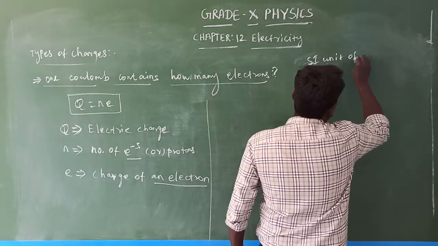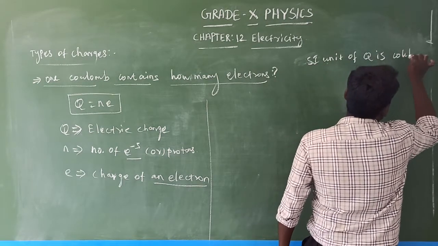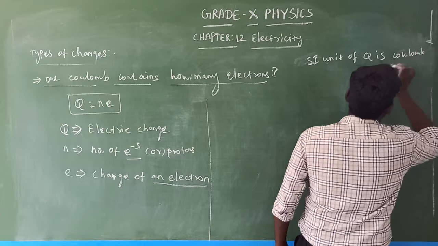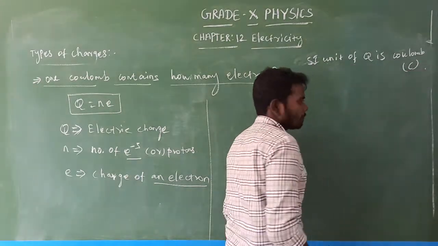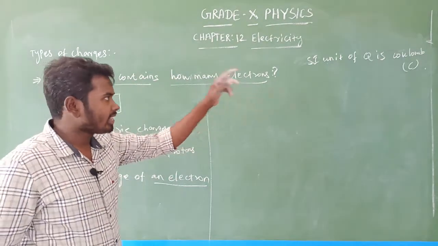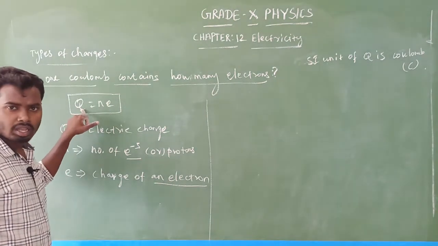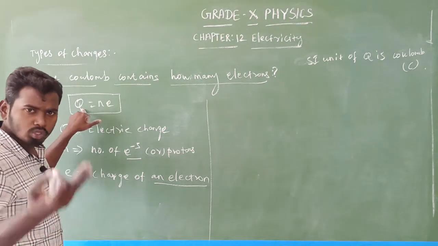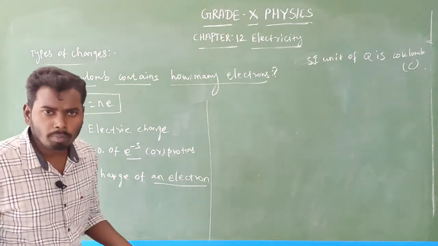The SI unit of Q is coulomb. Am I right or wrong? Yes. The SI unit of Q is coulomb. Coulomb is denoted by the letter C. So I am going to use C instead of Q because the SI unit of electric charge is coulomb. So we can use C, which means coulomb, instead of this Q. There is no problem.